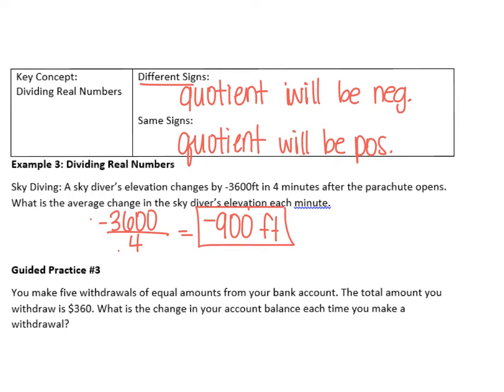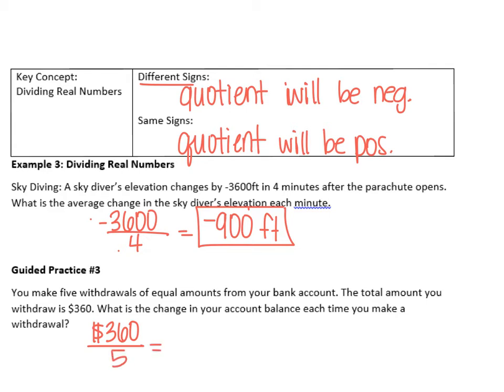Alright, guided practice 3. You make 5 withdrawals of equal amounts from your bank account. The total amount you withdraw is $360. What is the change in your account balance each time you make a withdrawal? So if I withdraw a total of $360 through 5 withdrawals, so I'm going to divide it by 5.